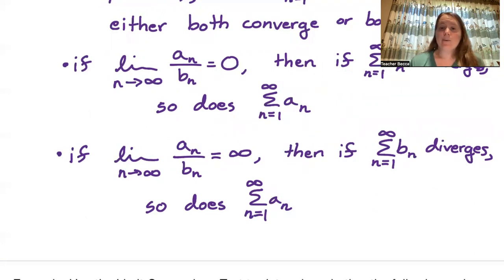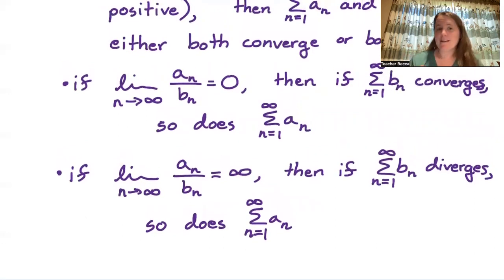All right, so note we lose the equivalency in these last two options. So if our limit as n goes to infinity of a sub n over b sub n is equal to 0, if a sub n converges or diverges doesn't necessarily tell us anything about b sub n. Similarly, if that limit goes to infinity, whether the series in A converges or diverges doesn't necessarily tell us anything about B.